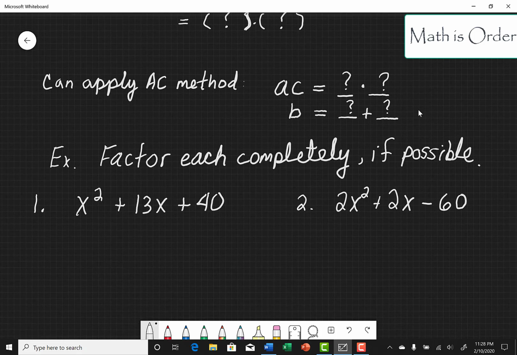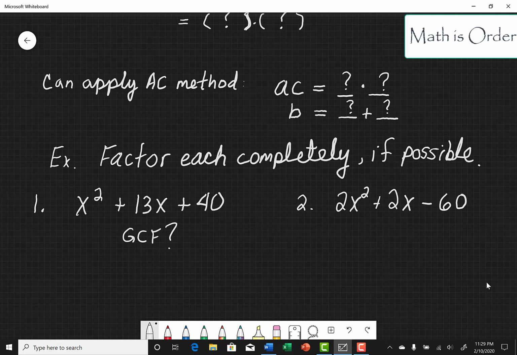All right, let's look at number 1 here. It says factor completely if possible. When you see this question, my suggested thought process is to always first ask, what is the GCF, or is there a GCF? GCF meaning greatest common factor.